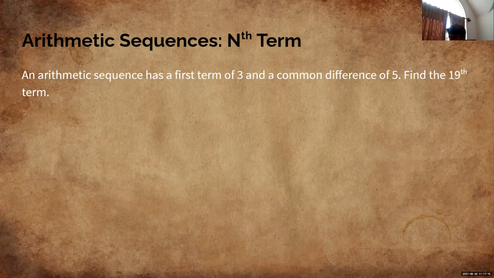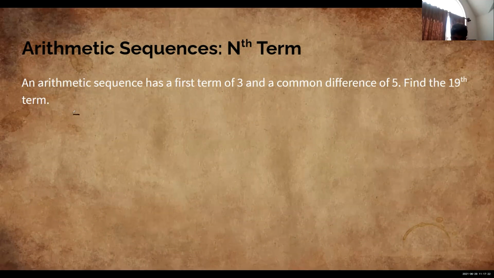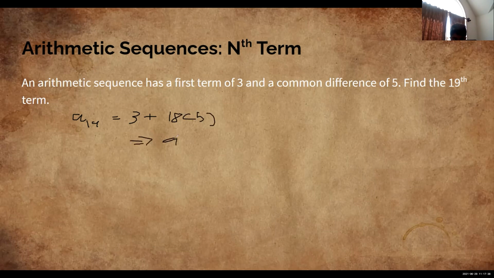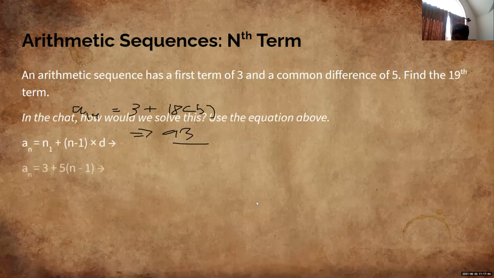So we're trying to find the 19th term, so I'm just going to put a 19. Remember, the first term is 3. Now what we have to do is take n minus 1. What is n minus 1? That's just 18. Then we multiply that by the common difference, which is 5. Then we get 93. So that's the answer.